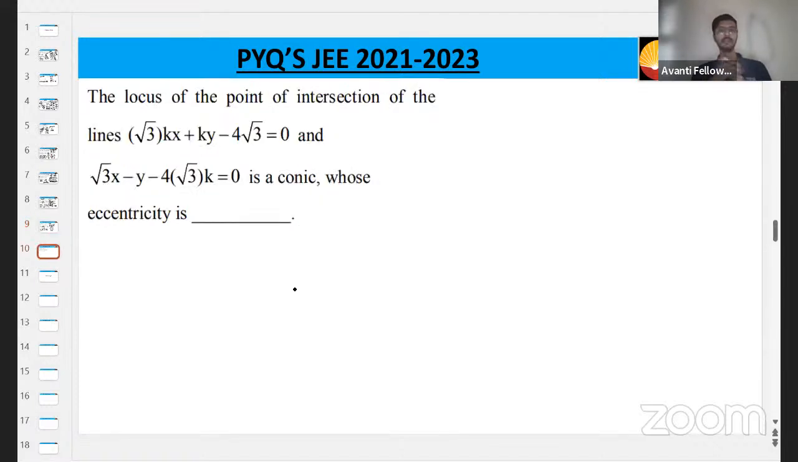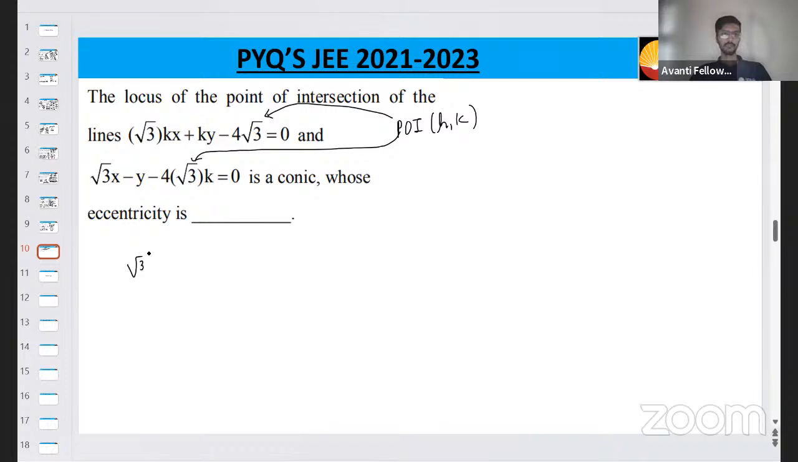Let's see the next one. The locus of point of intersection of the line is a conic whose eccentricity is. So, the locus of point of intersection, right? Basically we have to get the point of intersection. To get it, we need to solve simultaneously. So let's say the point of intersection is h comma k. This point must satisfy both these equations.